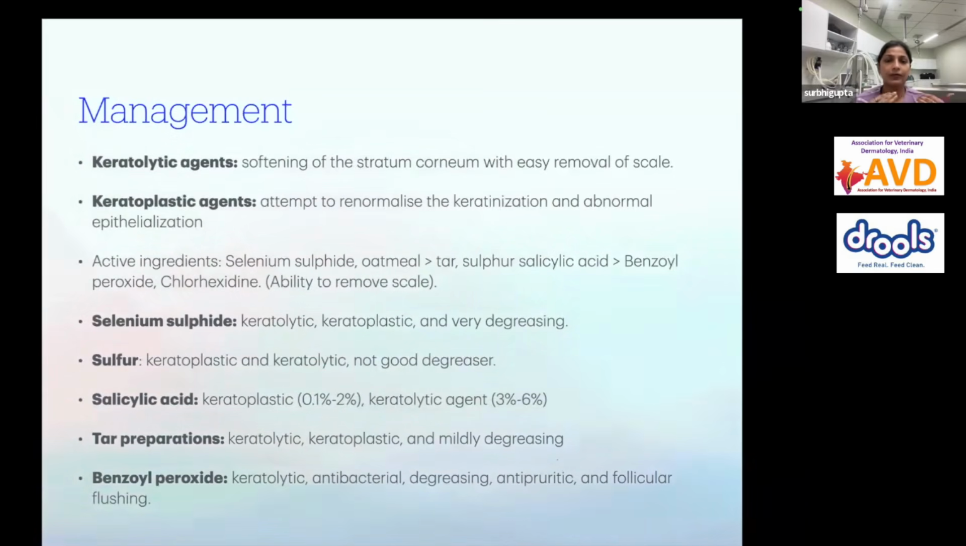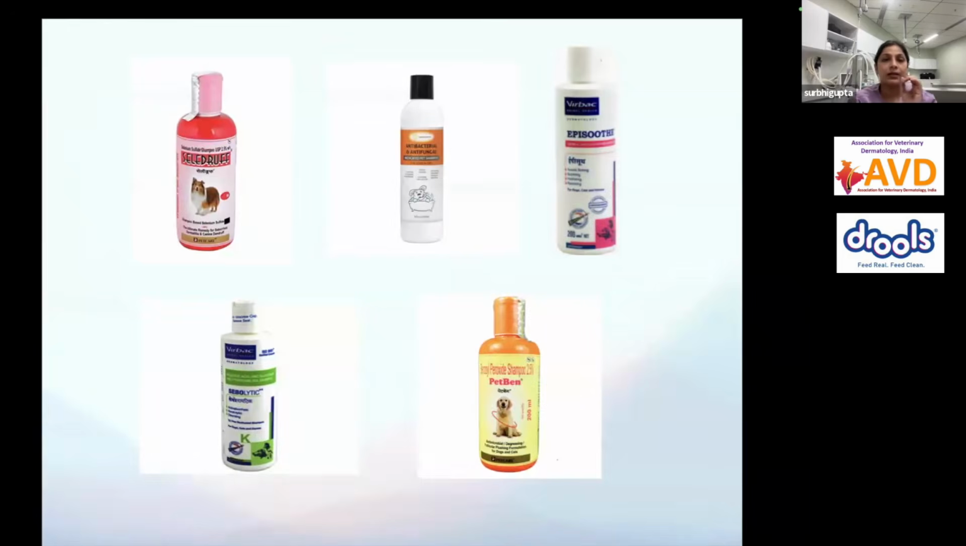And in this also, for example, the ability to remove scale: some agents have more ability, some agents have less. So yes, selenium sulfide, sulfur, salicylic acid are good in removing scales. Benzoyl peroxide is good as a degreasing or follicular flushing agent. Chlorhexidine is more of an antibacterial and also has an effect against fungi. But depending upon what your patient needs, you have to decide. And these are some Indian shampoos which are available, which I use if such cases come to me, because they have these salts. So yeah, you can use that.